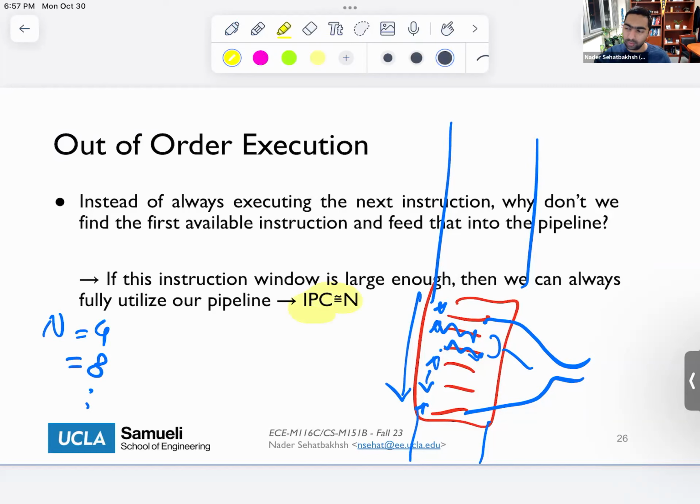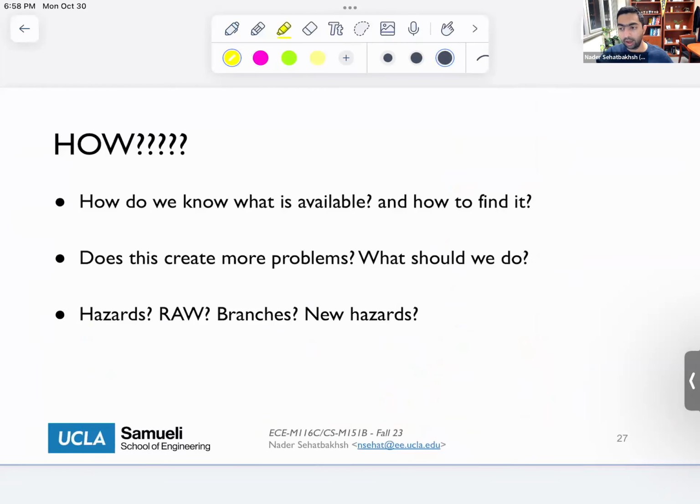Of course, I can never reach IPC equal to n because there are a whole bunch of issues that we always need to fix. But I can get really close to IPC equal to n for an n-issue processor if I have this kind of mechanism to do out of order execution. Okay, so how do we actually do that?